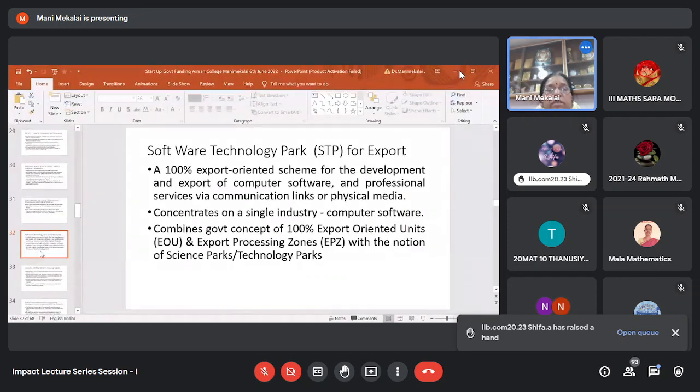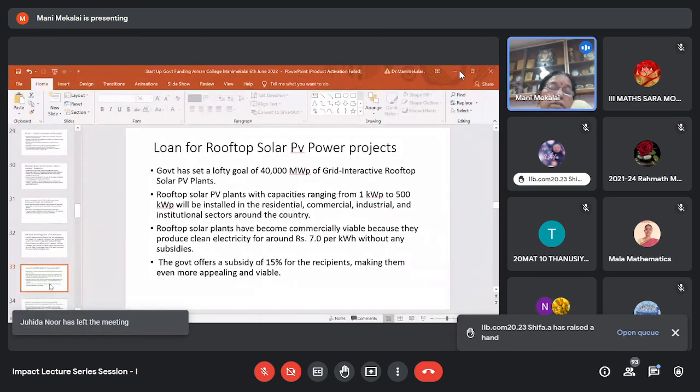And you also have another program called Software Technology Park for export. This is a 100% export-oriented scheme for the development of export of computer software and professional services via communication links. Like you have n number of services, IT-enabled services and software package services. They will all be combined and brought here. They combine the government concept of 100% export-oriented units and export processing zones with the notion of a science technology park. So STEP is also one of them, that is, the science and technology park.